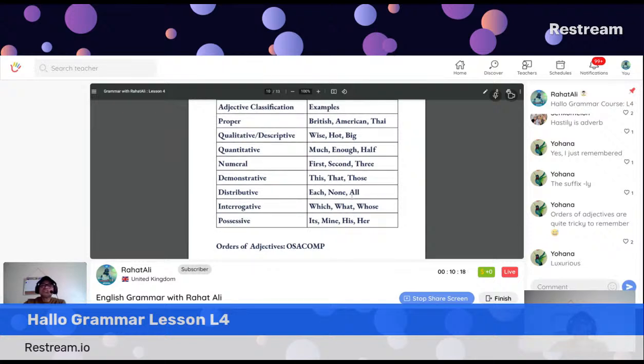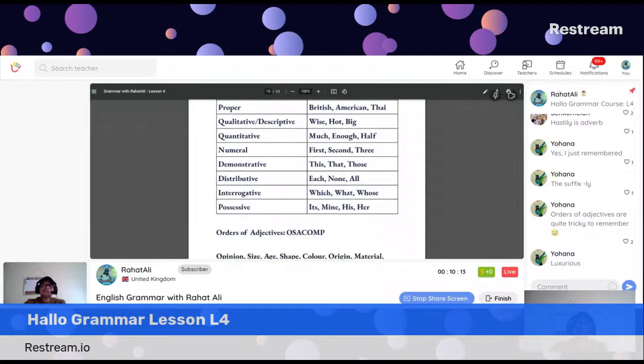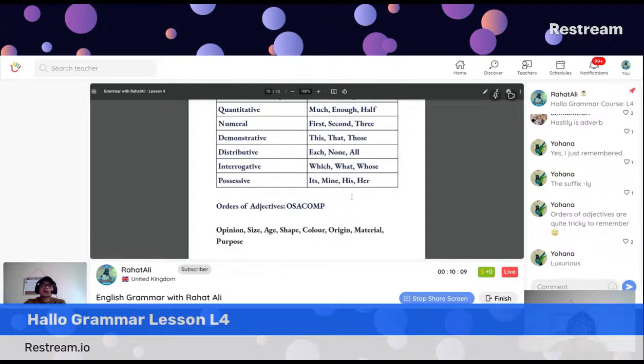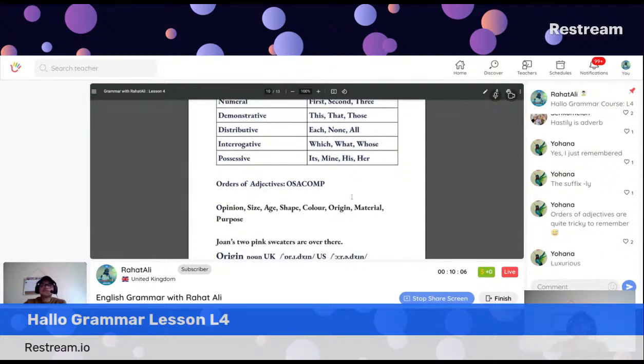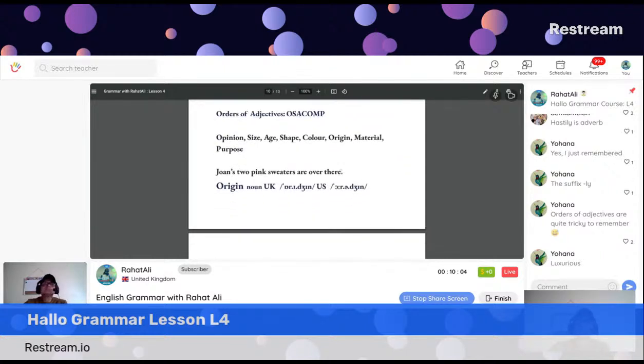So interrogative, like which, what, whose. Possessive: its, mine, his, her. Orders of adjectives. So this is the tricky part. OSACOMP: luxurious, yes, luxurious is an adjective. So OSACOMP stands for opinion, size, age, shape, color, origin, material, purpose.